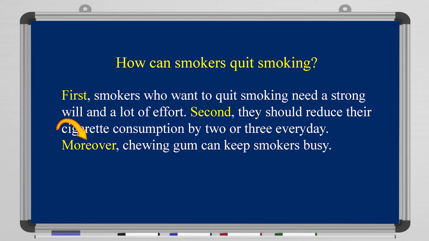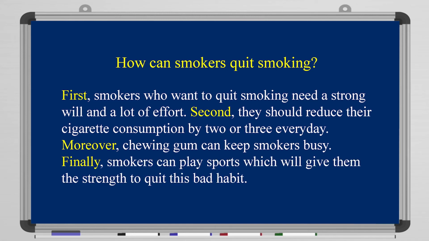Now, moreover, this is another way to join the sentences together. This is for the third sentence, and now I'm gonna see that chewing gum, that is the keyword, can help smokers busy. Okay, so that's the idea. I use chewing gum as the idea. This is the keyword that I've chosen. Okay. Finally, this is how to show the final sentence. Smokers can play sports, which will give them the strength to quit this bad habit.